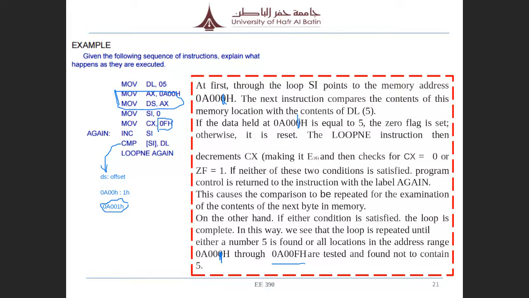That means once either of the two conditions, actually, any memory location is 5, if that happens, then it is out of the loop and it will come to the next line. But if it is not, then it will continue for 15 times, and then it will be out of the loop.